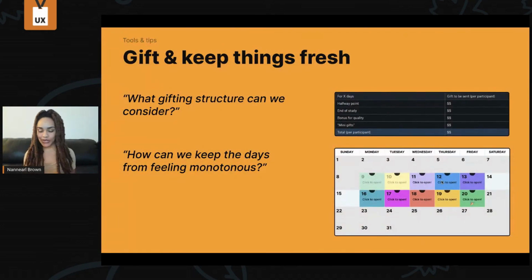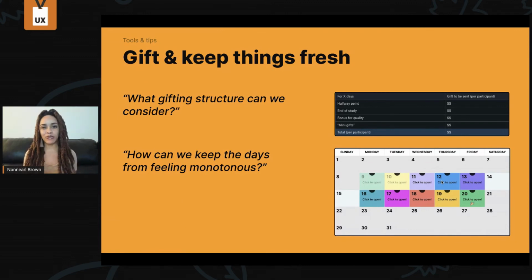Gifting and keeping things fresh is also another tip I mentioned before. So here we're thinking, okay, what can our gifting structure actually look like? There's a few things that we can consider in terms of how we're gifting people. You can choose to pay people the gift at the very end of the study, or you can pay them throughout. We chose to pay them throughout just because it felt better.